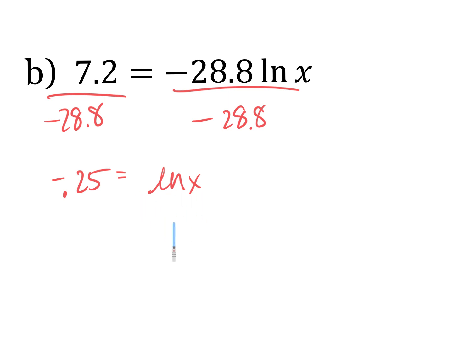Okay, if we're here, this is where you're going to be for some of these. We can't divide by natural log, so what would we do? E to the negative 0.25. That's going to be what we type into our calculator. Or just second natural log, negative 0.25. I got my answer to be 0.779. Done.